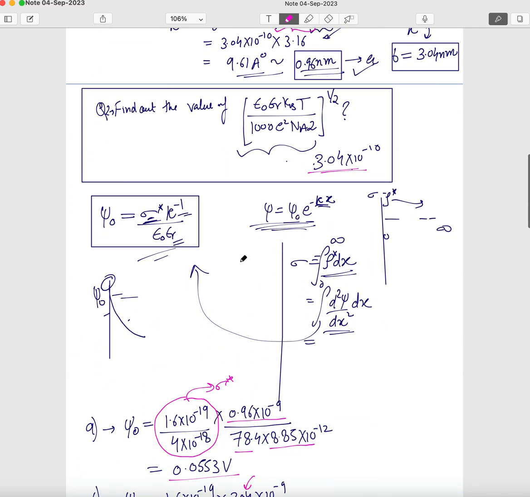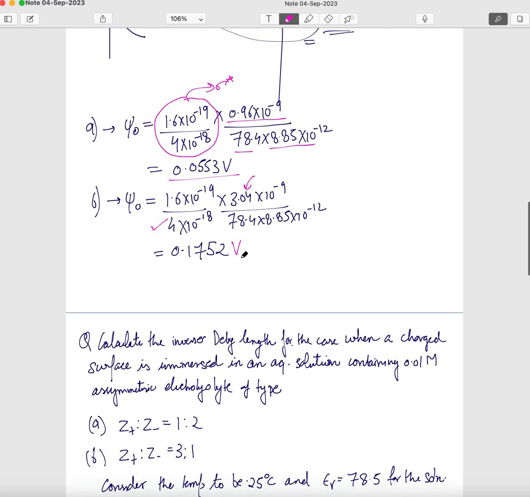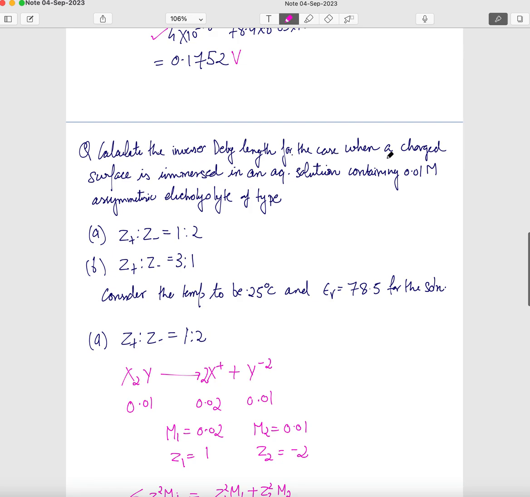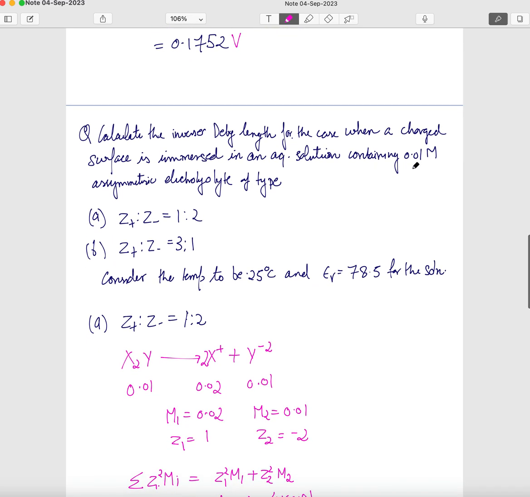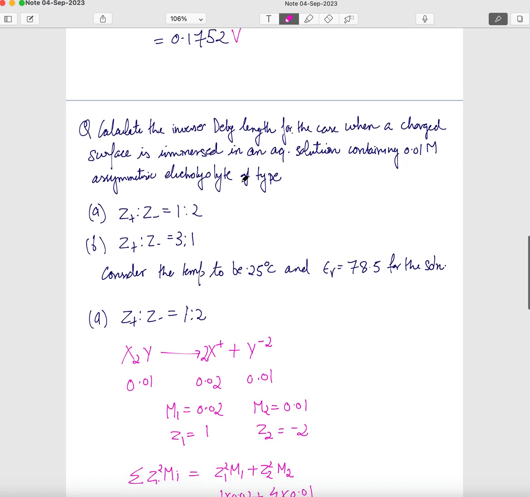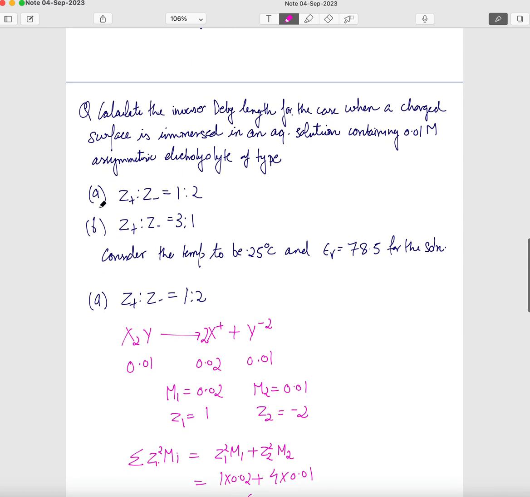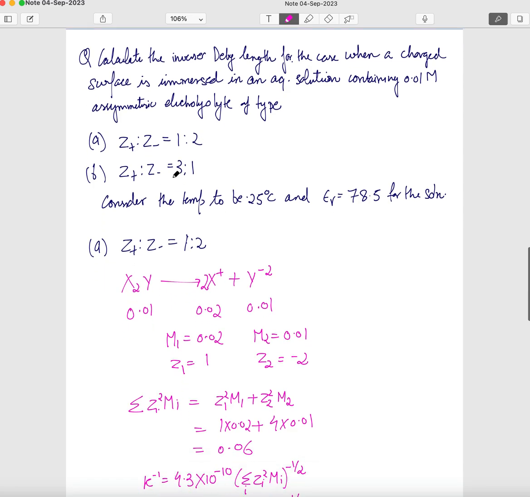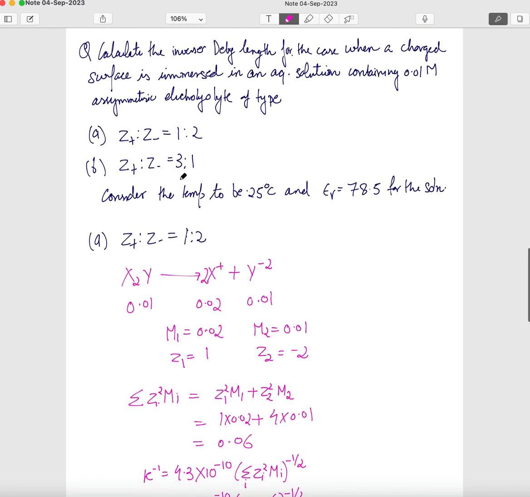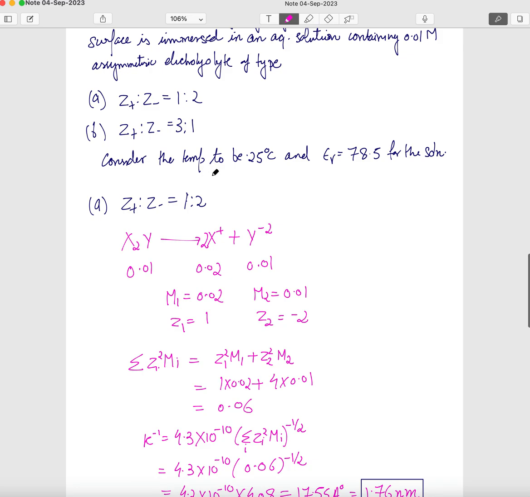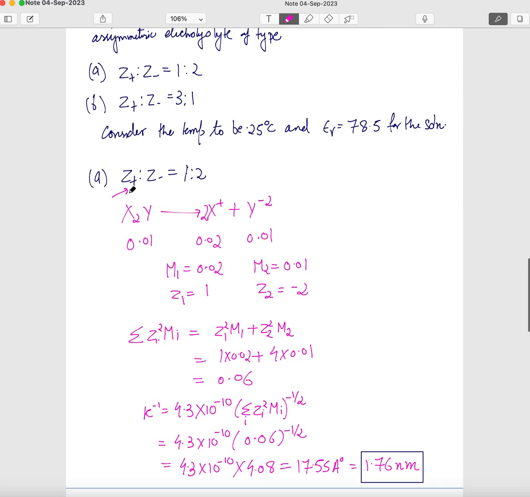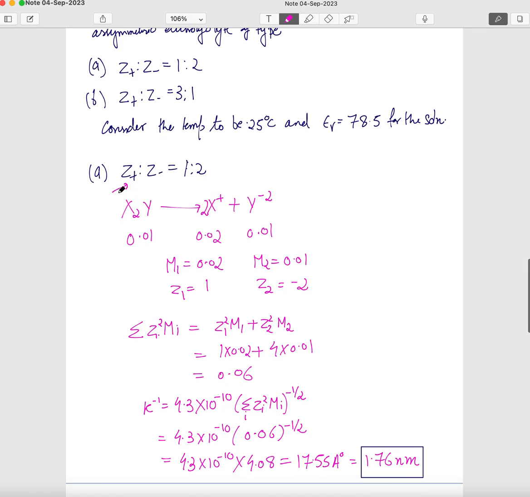Now we have another question to discuss that is much more important. We have to calculate the inverse Debye length for the case when a charged surface is immersed in an aqueous solution containing 0.01 molar of an asymmetric electrolyte. We have basically two questions here. In the first case the ratio is 1:2, and in the other case the ratio is 3:2. Here we consider the temperature to be 25 degrees centigrade and epsilon r of the solution to be 78.5.